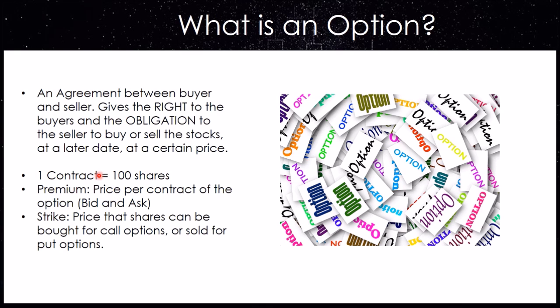So first off, what is an option? An option, in the most basic form, is an agreement between the buyer and the seller, and it gives the right to the buyer and the obligation to the seller to buy or sell the stocks at a later date at a certain price. So the key here is we're looking into the future and trying to anticipate what the price of the stock is going to be in the future. That's where it really differs from trading stocks, because time is such a significant factor. And as we know, time decay is a big factor. We'll be looking at that a bit more when we get into the Greeks.